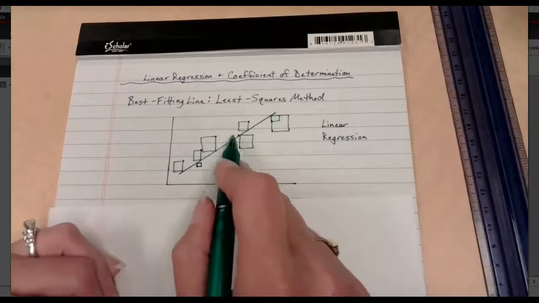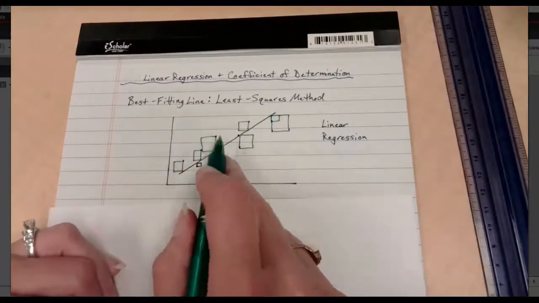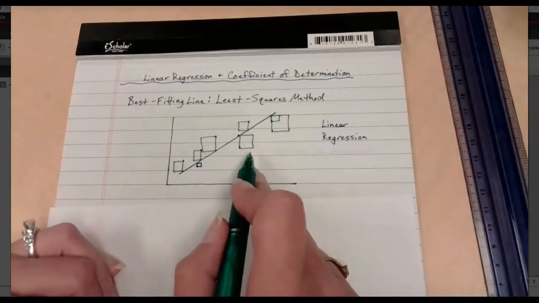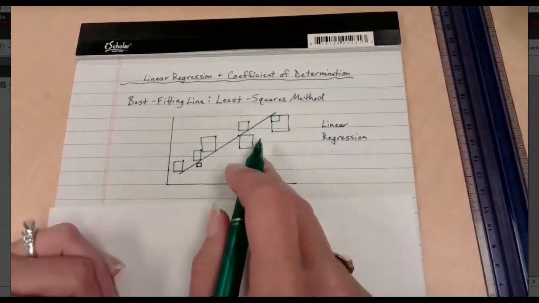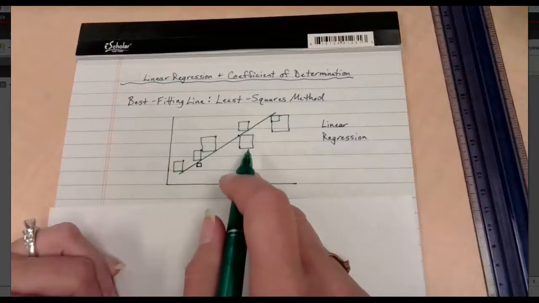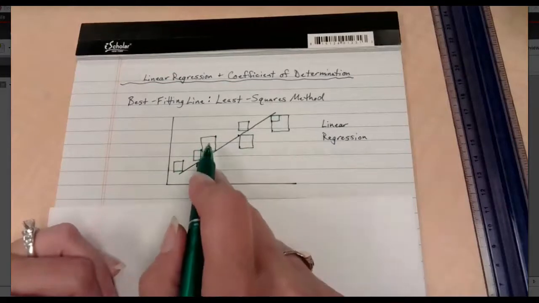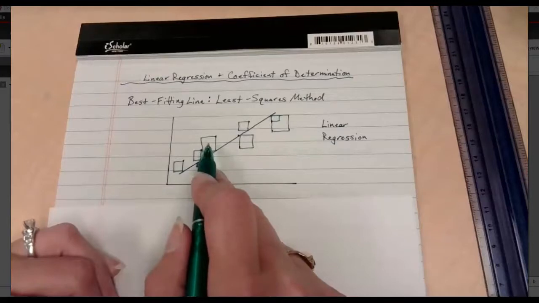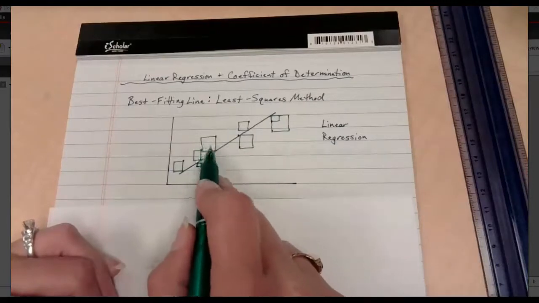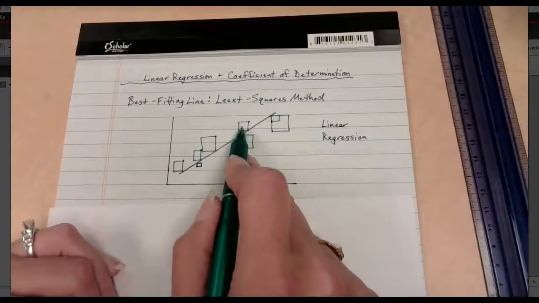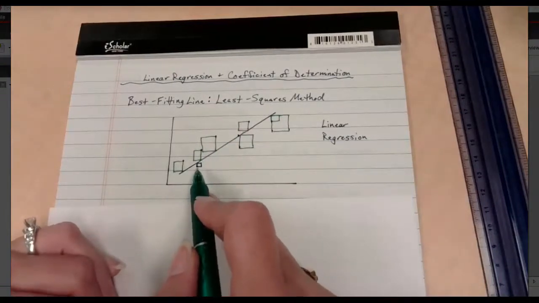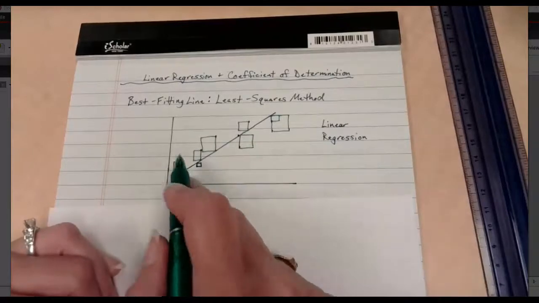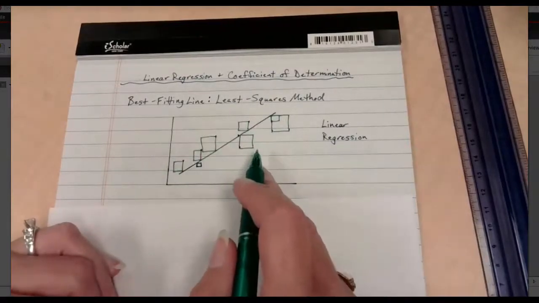Well, I'm looking at distance, but the problem is some of these are above and some of these are below, which means some of my distances would be positive and some of my distances would be negative. And if I was trying to figure out distance based on that, my positives and negatives would cancel each other out. By turning these into squares, I am literally squaring them. So I'm going to find the area of this square, and the area of this square, and the area of this square, and the area of this square. If I do that, I will not have any negative values anymore, and I can find the overall total distance between my points and my line.